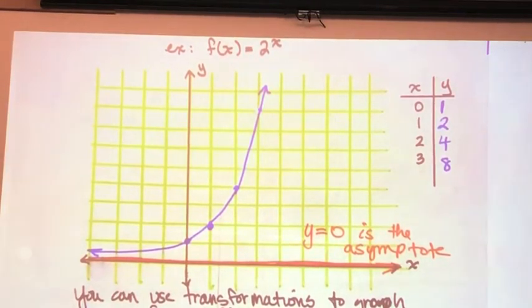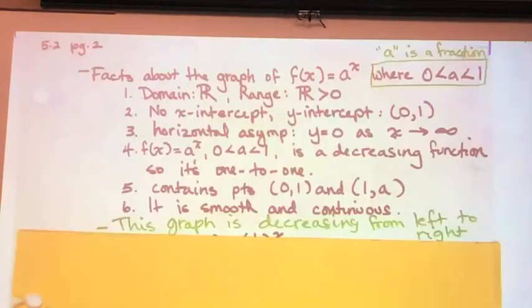Okay? So next we're going to look at exponential decay. Okay, so now exponential decay, if we look at our a, which is our base, that is going to be a fraction. It's going to be between 0 and 1, because we're never going to have a negative base. We can have a negative out front of the base that will reflect it vertically, but not actually have a negative base. So in this case, our domain is all real numbers. Our range is all real numbers greater than 0.